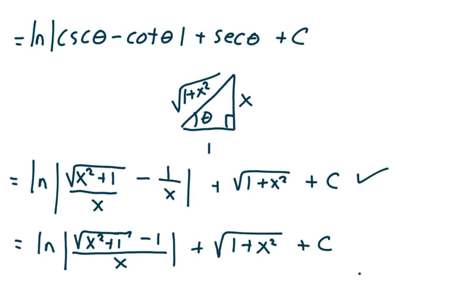And then on the very last line, I just wrote it as the natural log of the absolute value of the square root of x squared plus 1 minus 1, all divided by x, plus the square root of 1 plus x squared plus c.